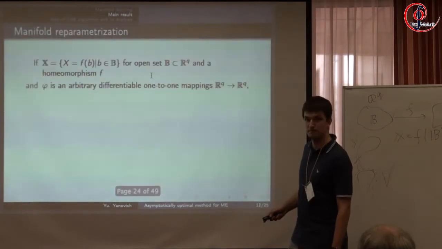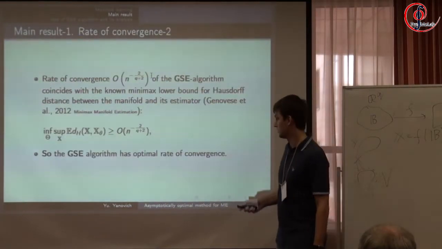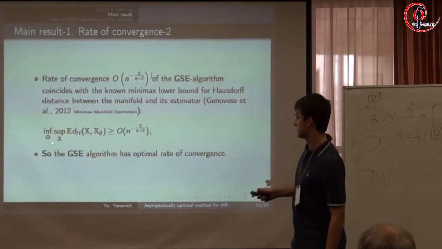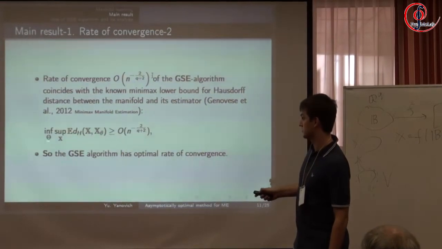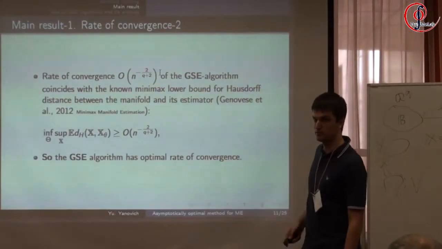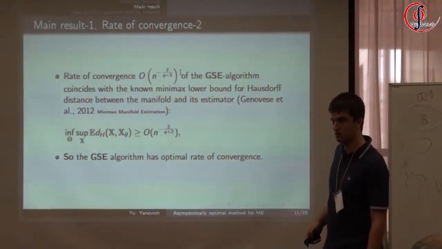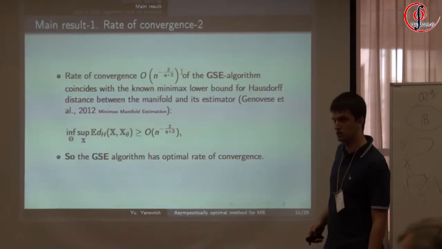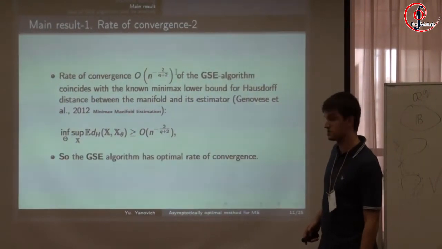What is the set over which you are taking the infimum? Yes, this one. The infimum is taken over all estimates of the manifold. Okay, so I can take any measurable functions f and g. Yes. Okay.